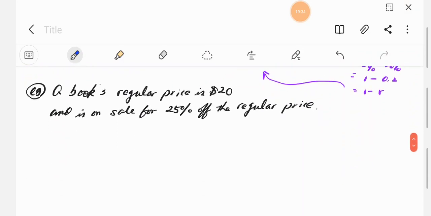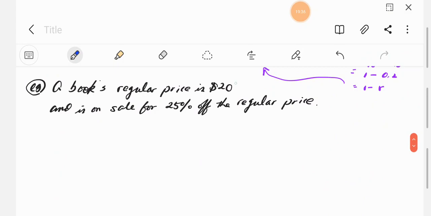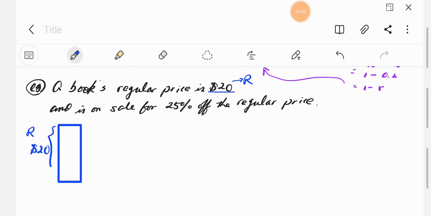Okay, then let's check this example. A book's regular price is $20. So this is the regular price, R, right? Okay, let's draw a diagram. So regular price. This is the regular price, R, $20. And this one is on sale. So 25% off. So this is the discount, right?